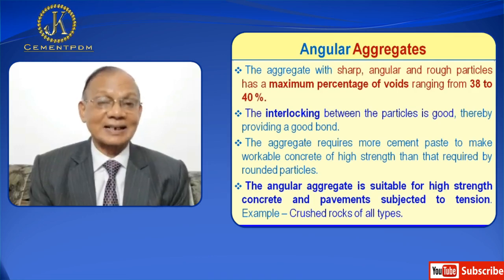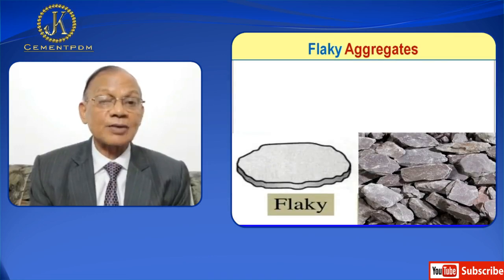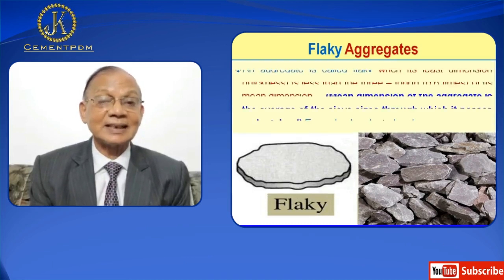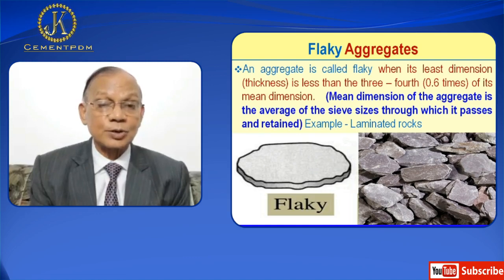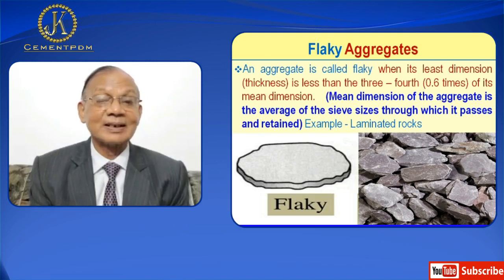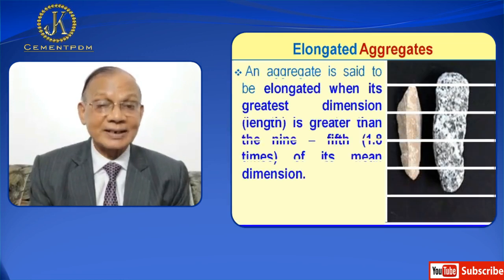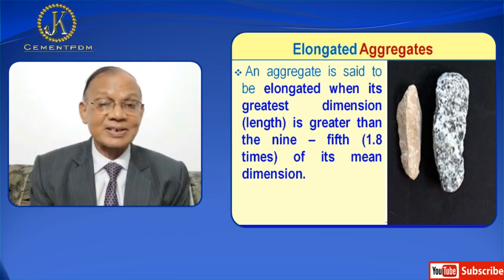Now, flaky aggregate. An aggregate is called flaky when its least dimension, that is thickness, is less than 3/5, that is 0.6 times its mean dimension. Mean dimension of the aggregate is the average of the sizes through which it passes and retains. Example: laminated rocks. Now, elongated aggregate. An aggregate is said to be elongated when its greatest dimension, that is length, is greater than 9/5, that is 1.8 times its mean dimension.